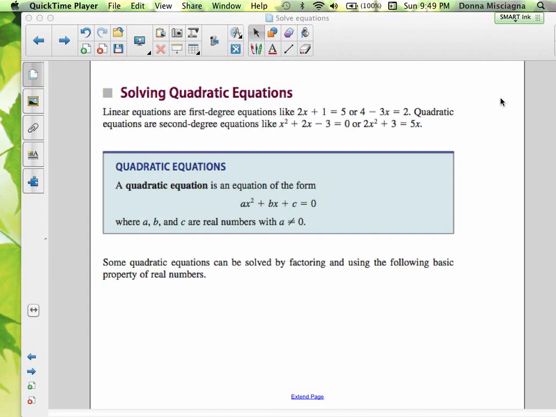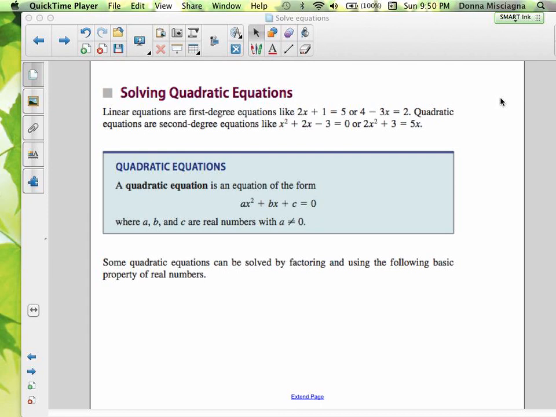So quadratic equations. A quadratic equation is an equation of the form ax squared plus bx plus c equals 0, where a, b, and c are real numbers with a not equal to 0. Because otherwise, if a was 0, you wouldn't have a square term.